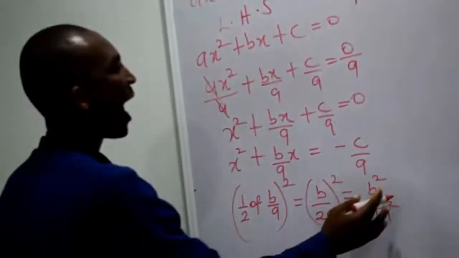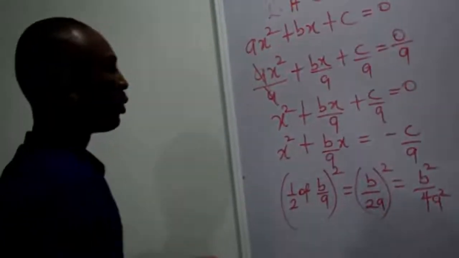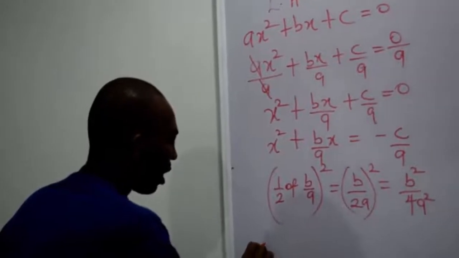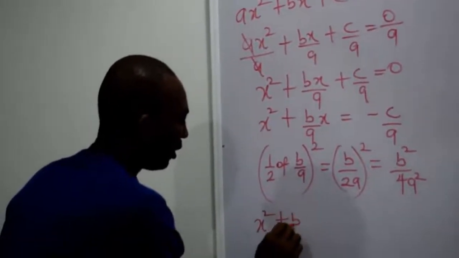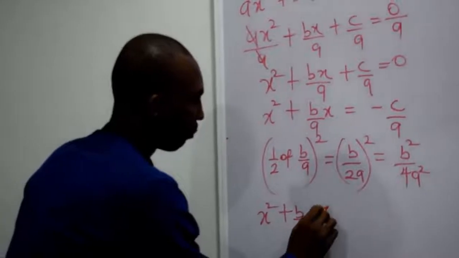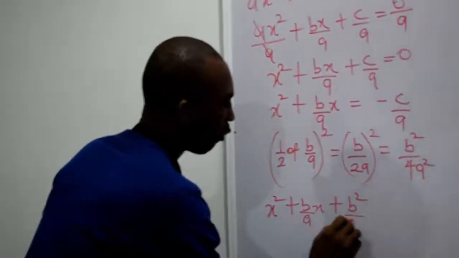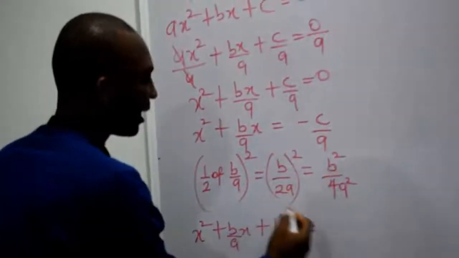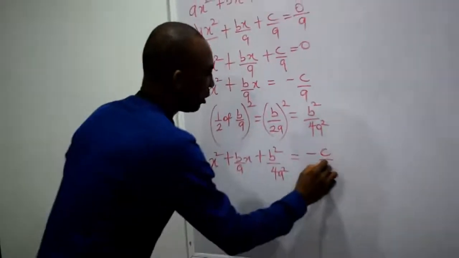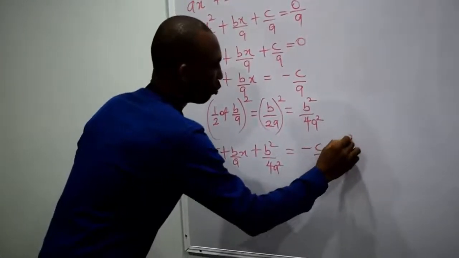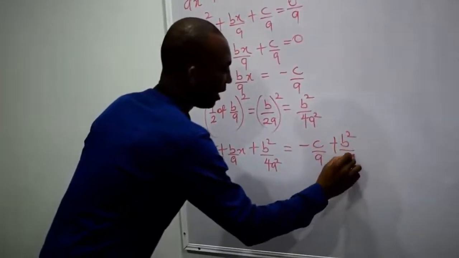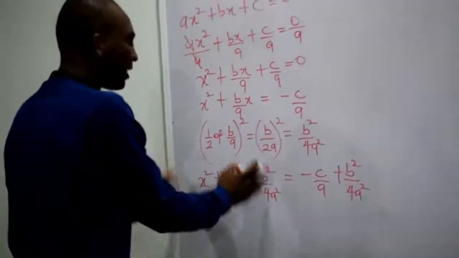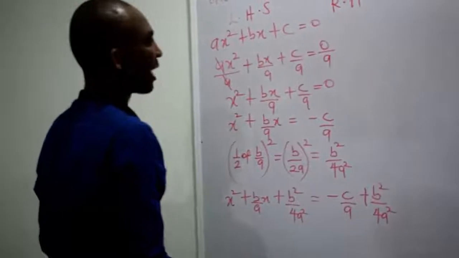Pause. So we are adding this to both sides, for the left hand side to give us a perfect square. So that becomes what? X squared plus b over a x plus b squared over 4a squared equals, remember we are adding this to both sides, minus c over a plus b squared over 4a squared. Now the left hand side is a perfect square.